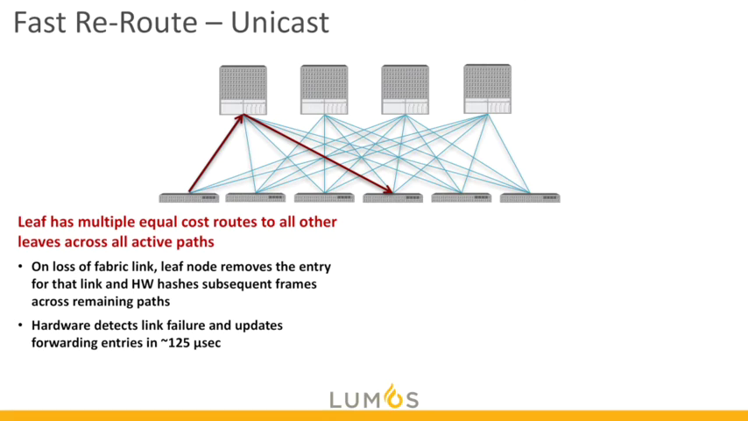So hardware can detect link failure and it will update the forwarding entries in about 125 microseconds. So that's an extremely fast rerouting of packets. There should be very, very minimal packet drops here.